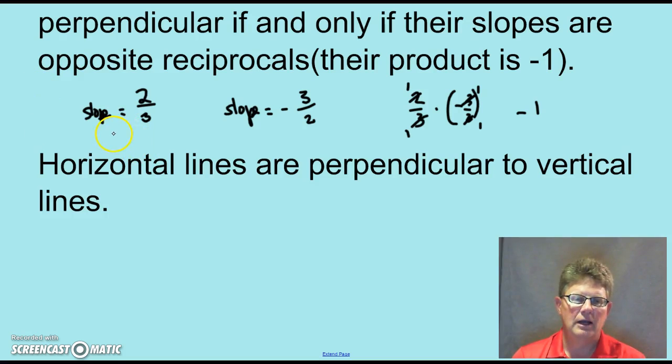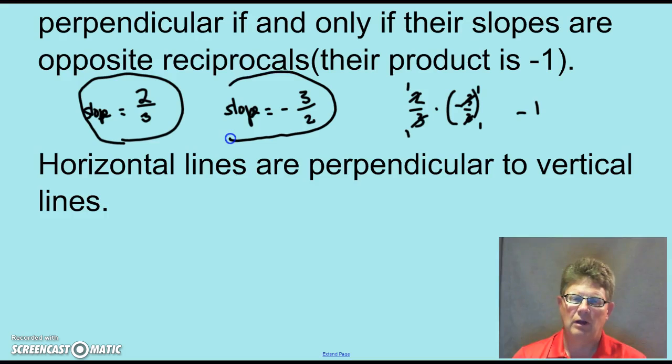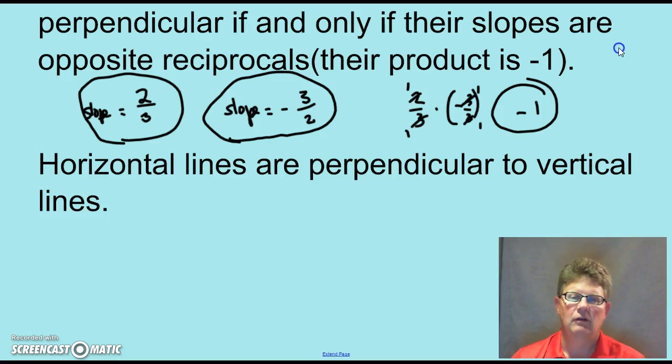So if one line has a slope of 2/3, the perpendicular line will have a slope of negative 3/2, and when you multiply 2/3 times negative 3/2, you get negative 1, the product of the slopes is negative 1. This will conclude Honors Geometry 3.4, Find and Use Slopes of Lines.